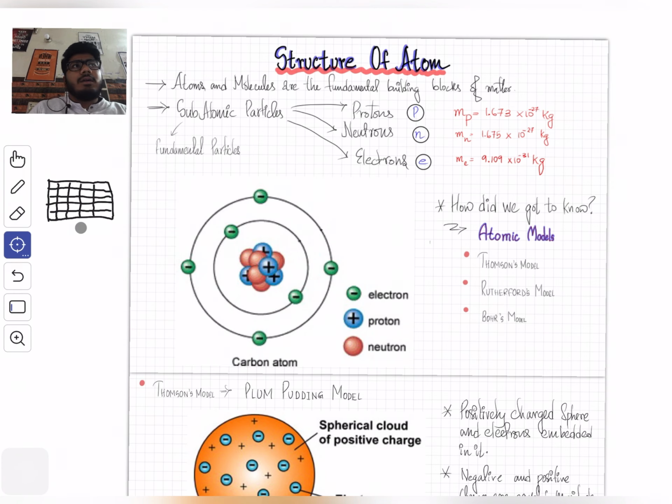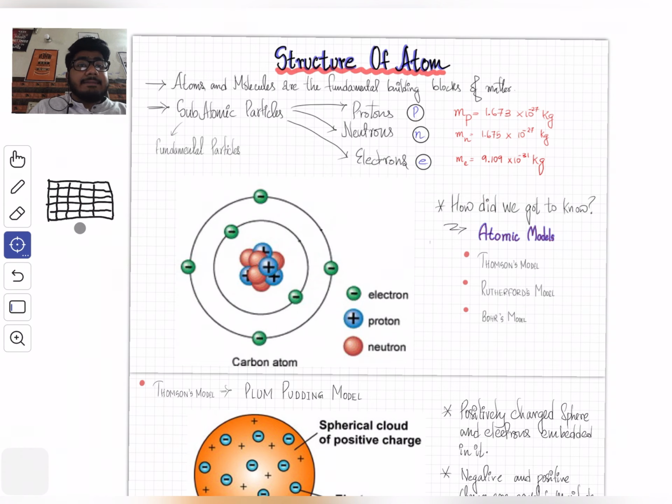So we can take another example of water, which has two atoms of hydrogen in it and a single atom of oxygen in it. So we can say that it is a molecule. H2O means there are a total of 3 atoms in it. So we can say that atoms and molecules are fundamental building blocks of matter.